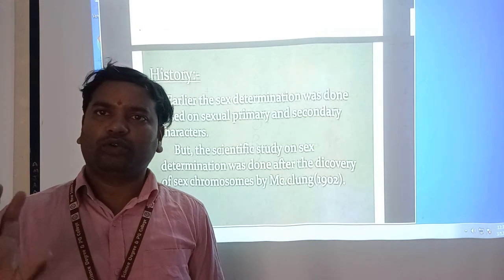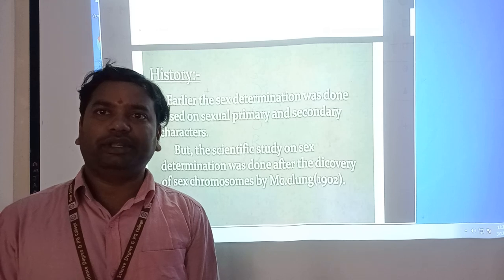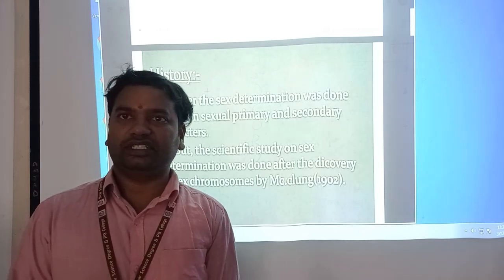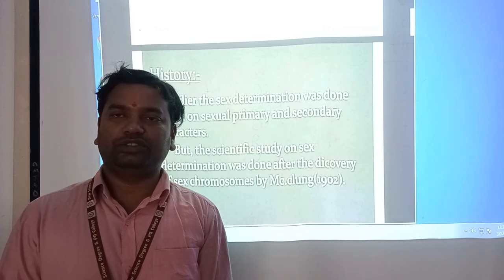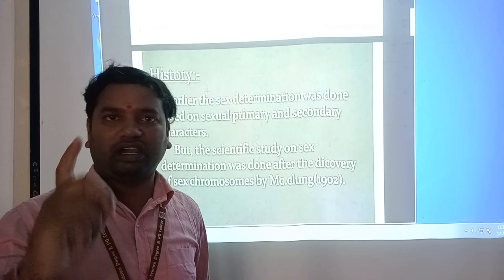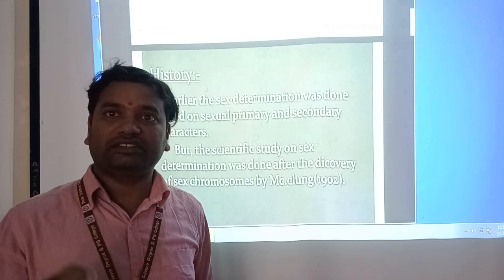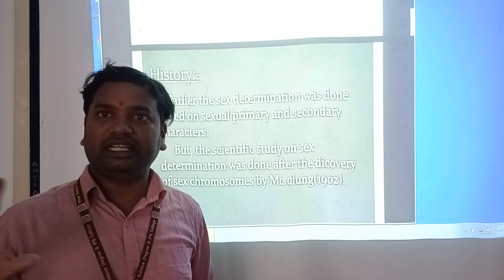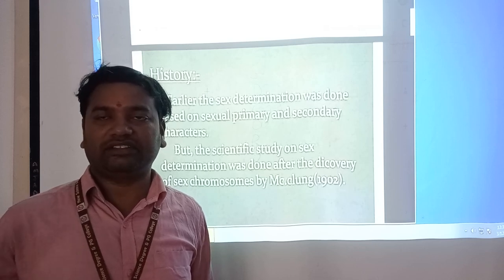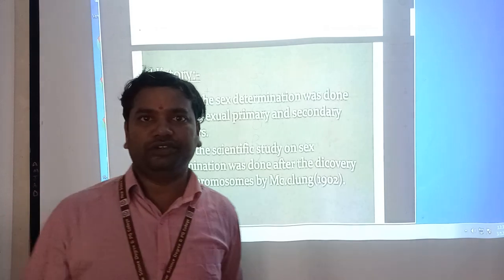For example, there are two types of chromosomes. Human chromosomes number 46: 22 pairs of autosomes and one pair of allosomes. Autosomes means body chromosomes. Allosomes means sex chromosomes. XX, the same sex chromosomes, is homogamy; XY, different sex chromosomes, is heterogamy. Now let us continue the topic.